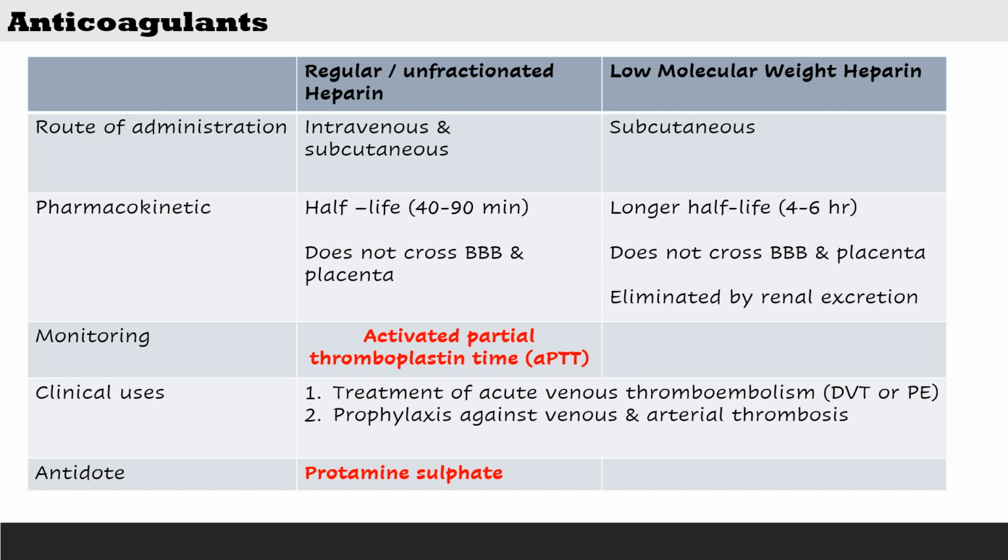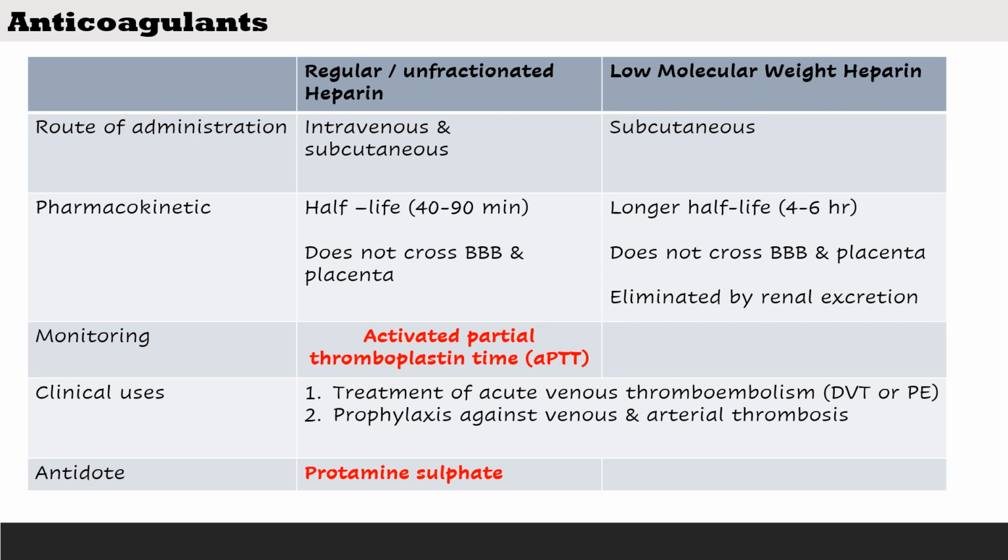So there is monitoring that is involved when someone is given heparin. They have to be monitored for the activated partial thromboplastin time, or aPTT. And this is more common for heparin than for low molecular weight heparin. Both of these drugs are always grouped together because they're used for the treatment of acute venous thromboembolism, like deep vein thrombosis or pulmonary embolism, and for prophylaxis against venous and arterial thrombosis.